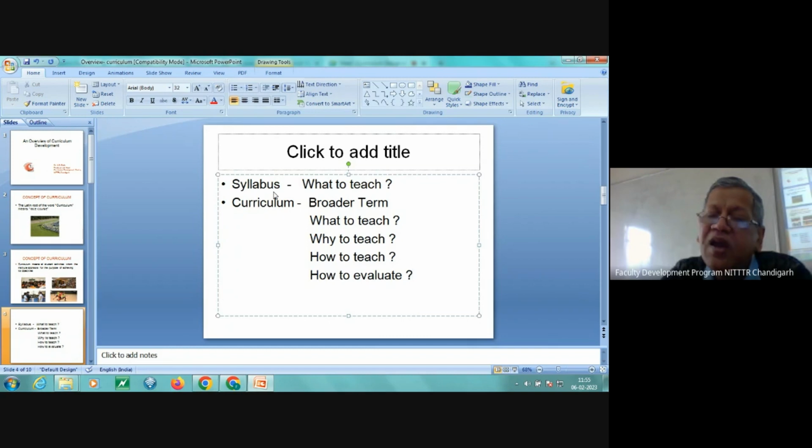But the curriculum not only includes syllabus, it also includes why to teach, how to teach, and how to evaluate whatever you have taught. It covers the evaluation scheme. So curriculum is a broader term as compared to the syllabus. I think all my friends are clear about the concept of syllabus and the curriculum.